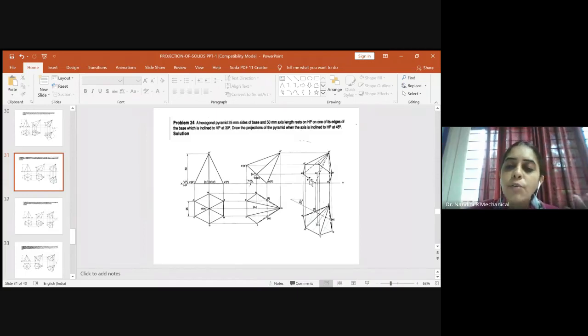This is how you have to solve the problem on a hexagonal pyramid when it is resting on one of the edges. If the same edge is inclined to VP, then this is how we will solve. If in the same problem it is told the axis is inclined to VP, then we have to determine the beta angle. I will just explain it in 2 seconds.